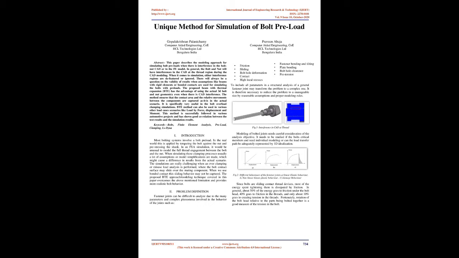Introduction. Most bolting systems involve a bolt preload. In the real world this is applied by torquing the bolt against the nut and pre-stressing the shank. In simulation, it would be unusual to model the full thread engagement between the bolt and the nut. When simulating these clamping processes usually a lot of assumptions or model simplifications are made, which might cause a difference in results from the actual scenario.